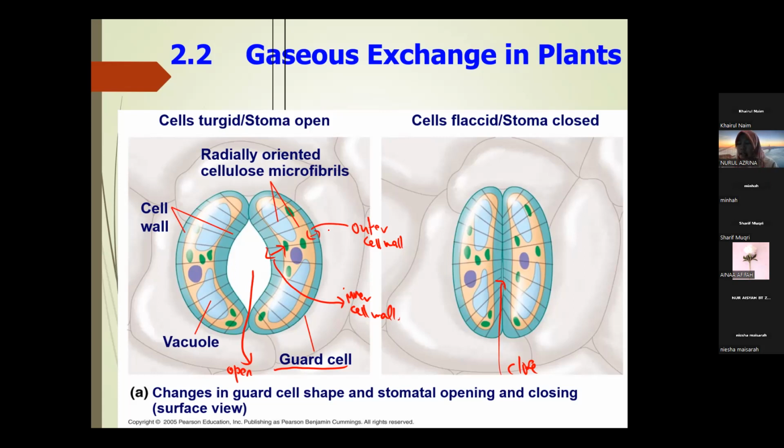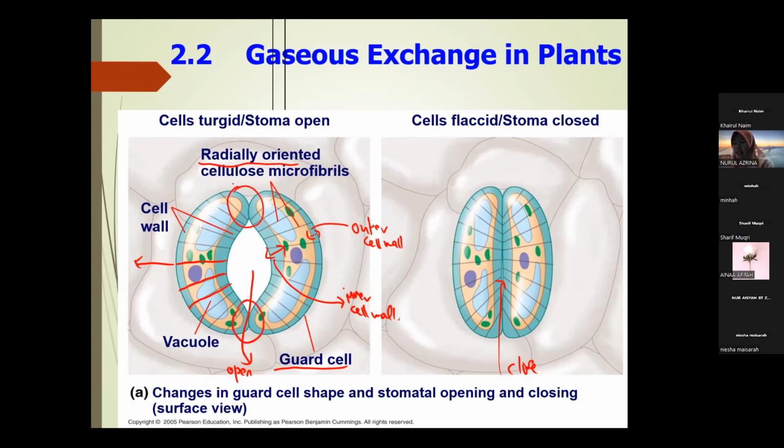The second one is, I want you to focus on the orientation of cellulose microfibril. This cellulose microfibril is radially oriented, dia dalam bentuk radial macam tu. Kenapa Allah tak cipta dia longitudinal? Kenapa fiber tu tak menegak-menegak? Kenapa dia almost melintang, ataupun radially? Ada sebab dia.